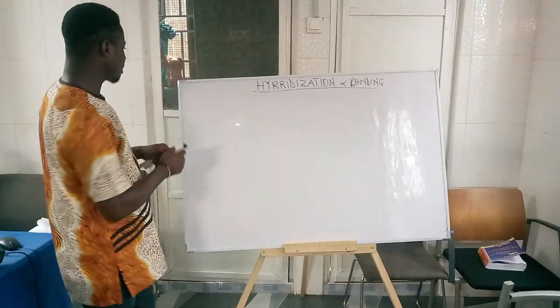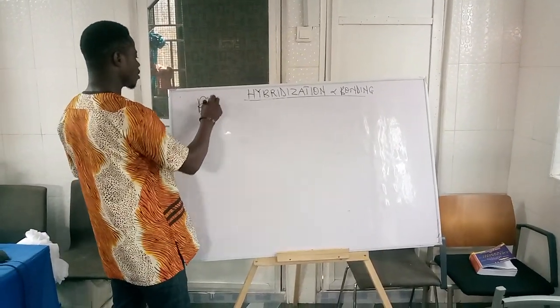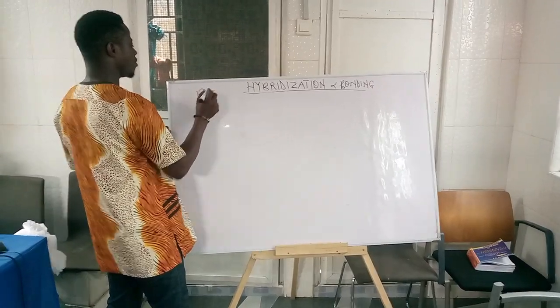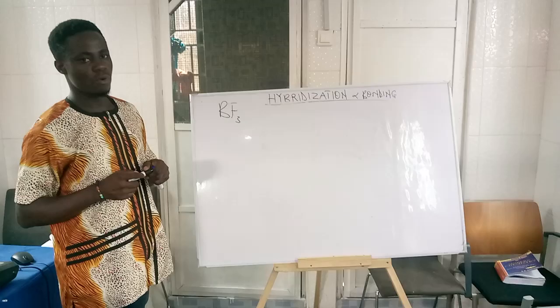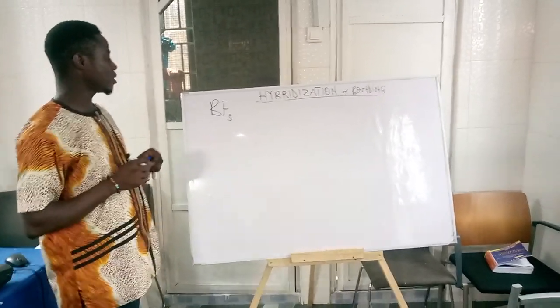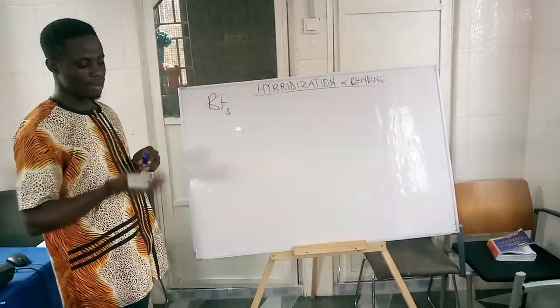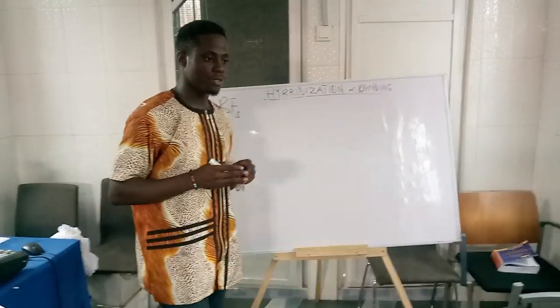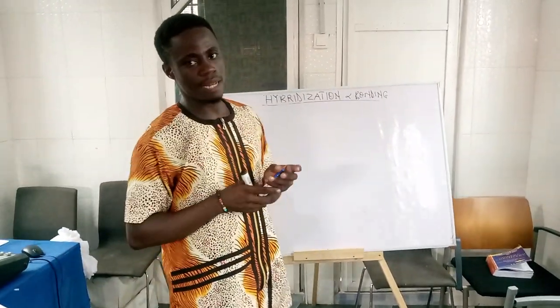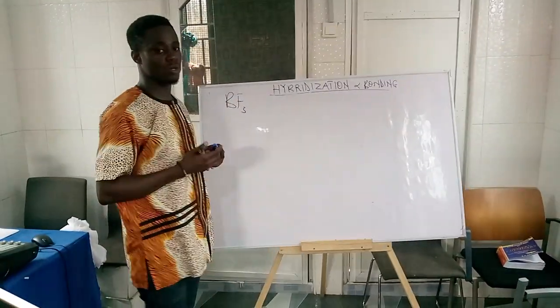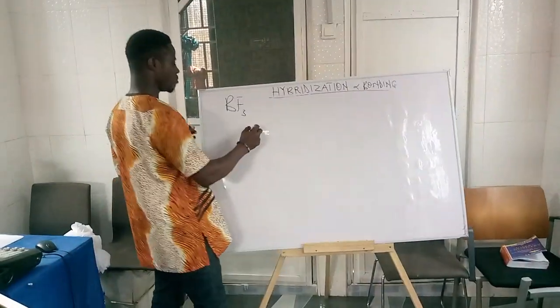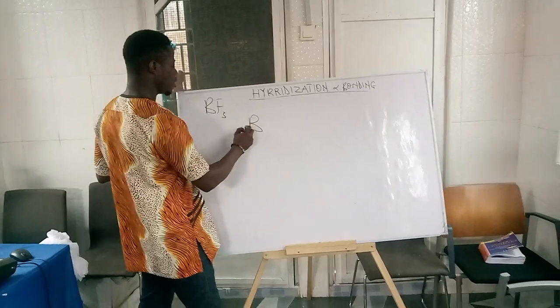Let's give a typical example using BF3. With this example, we can pick the central atom. I've told you that when we say central atom, we are referring to the most electropositive element, the element which is most positive. So here boron becomes the central atom.